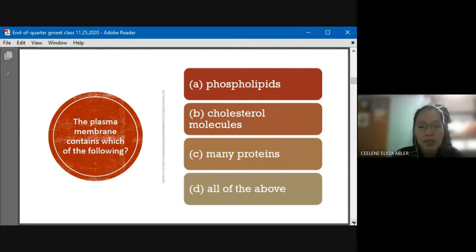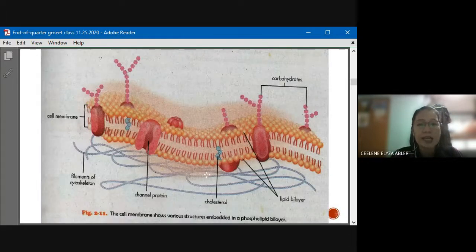Okay, so super easy. Alright, so balikan natin ha. So meron tayo yung parts of your phospholipid na bilayer, the fluid mosaic model. So meron tayo yung cell membrane here. Okay, ito siya, the phospholipid na bilayer. Okay, included din ang cholesterol dyan. Mamaya i-explain ko anong gamit ni cholesterol. We have here channel proteins. Mamaya i-explain ko din anong gamit nila. And we have here your carbohydrates.